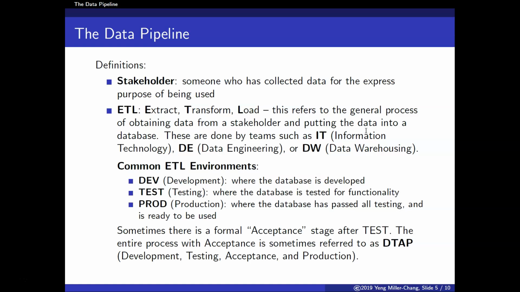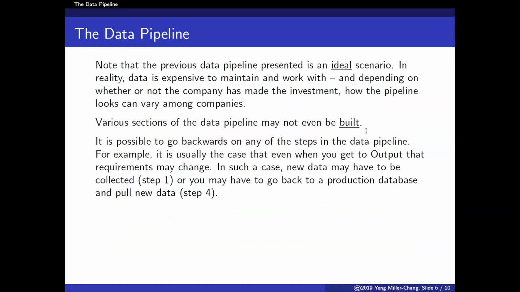Sometimes there is an acceptance stage after test, and some people refer to this four-step process of dev, test, acceptance, and prod as DTAP. So we've talked so far about how, in an ideal data pipeline, the stakeholder collects data, a data warehousing team handles ETL and puts data into prod, and then an analyst will pull from prod, clean up the data for staging, and then get an output at the end.